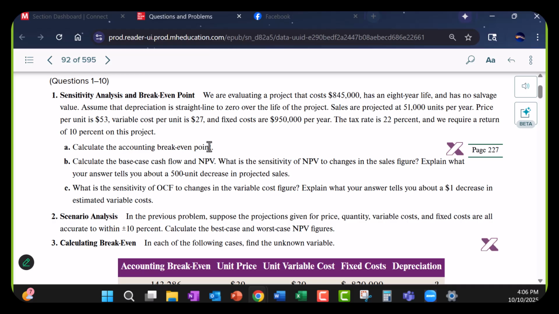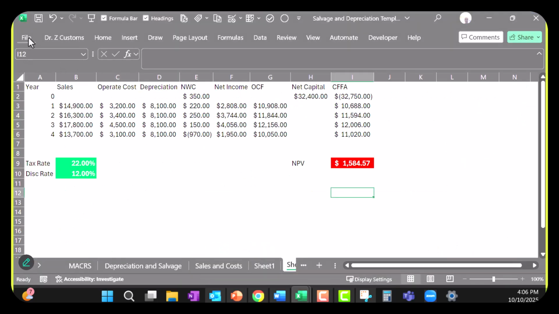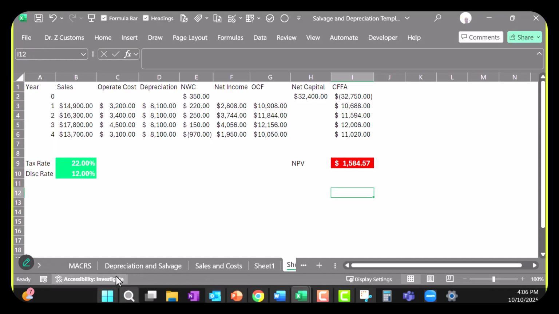Calculate the accounting break-even point. We're not worried about that. Calculate the base cash flow and NPV. Let's go ahead and do that. Let's start an Excel file. Let's see. So let me use this one.